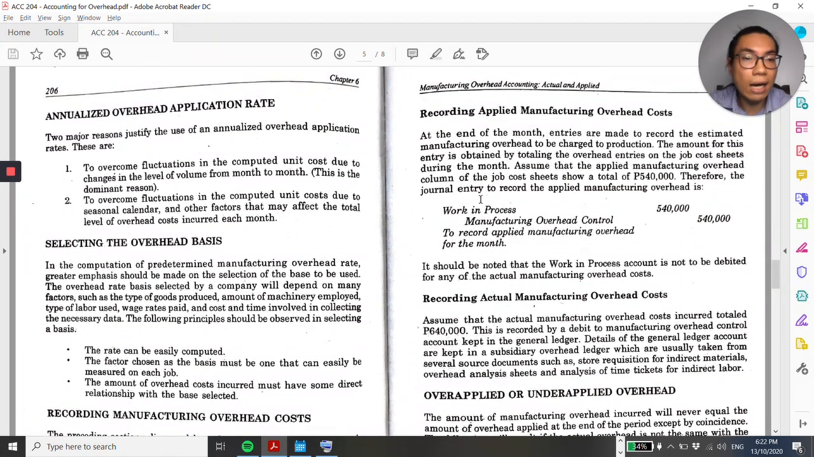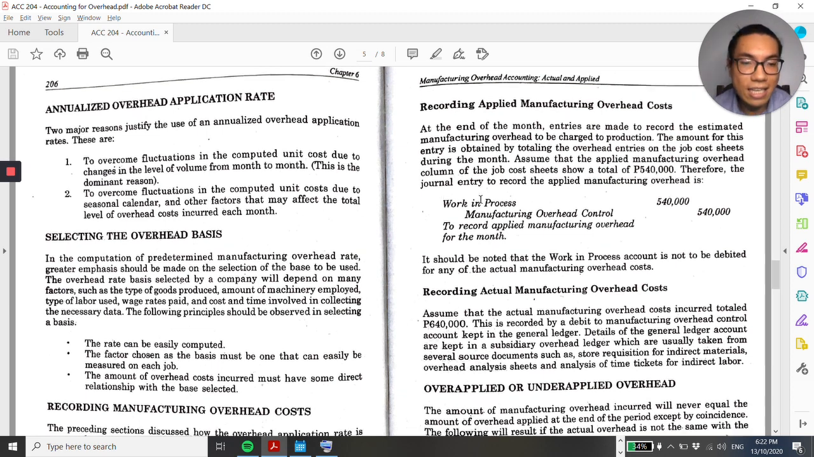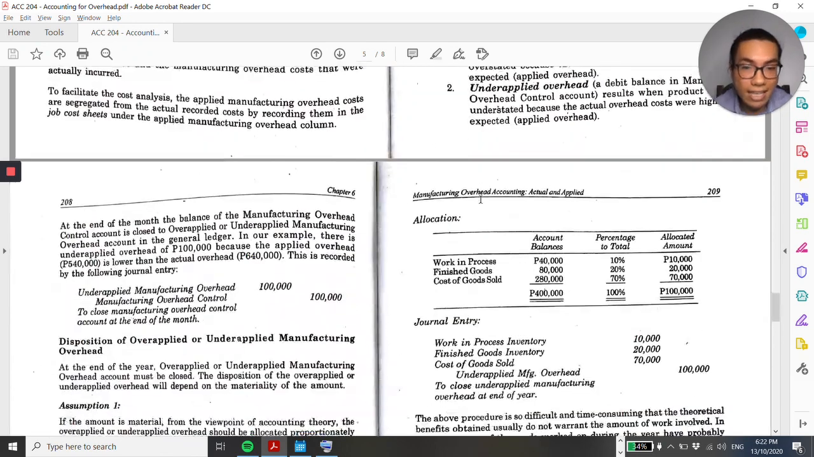And kaya kung mapapansin nyo, kung gagawa nyo siya ng T-account, yung manufacturing overhead natin, di ba normally, yung nasa debit or nasa left side ng T-account natin for the manufacturing overhead control, yun yung mga actual overhead costs natin. And yung mga nasa credit, usually yun yung applied manufacturing overhead natin. And if nagkakaroon tayo ng difference, minsan mas malaki yung actual versus applied overhead natin, nagkakaroon tayo ng variances. And for the variances, we'll have more of it on our variance analysis portion.